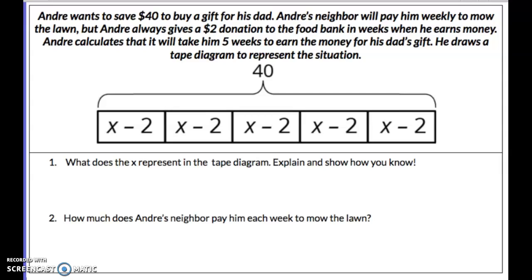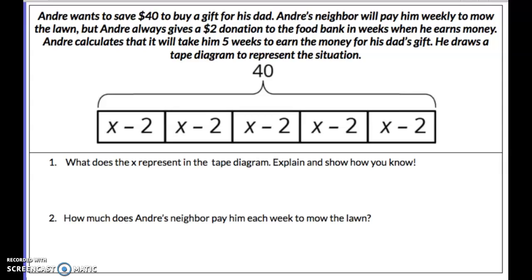Andre's neighbor will pay him weekly to mow the lawn, but Andre always gives a $2 donation to the food bank in weeks that he earns money. Andre calculates that it will take him 5 weeks to earn the money for his dad's gift. He draws a tape diagram to represent the situation.